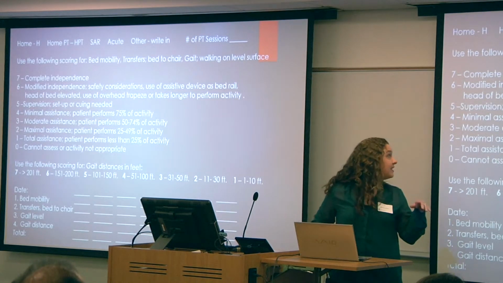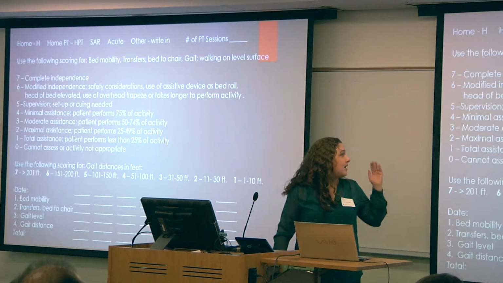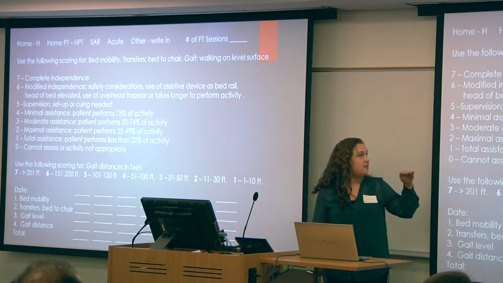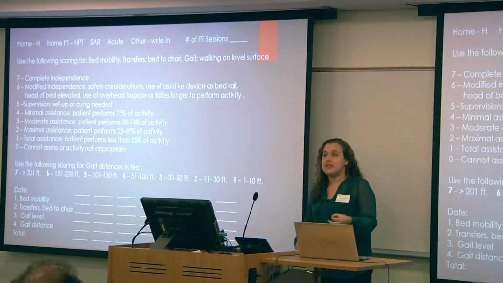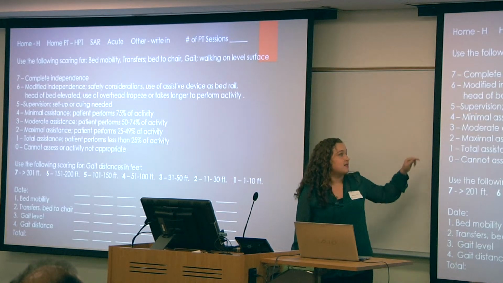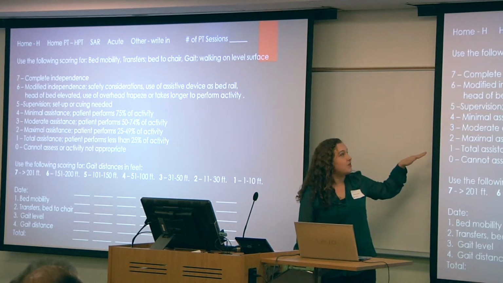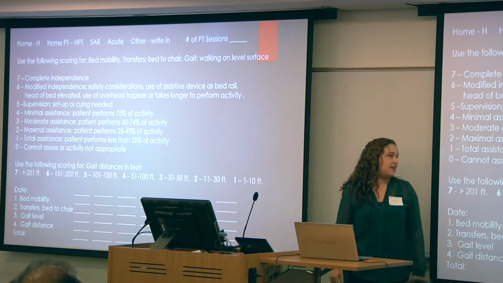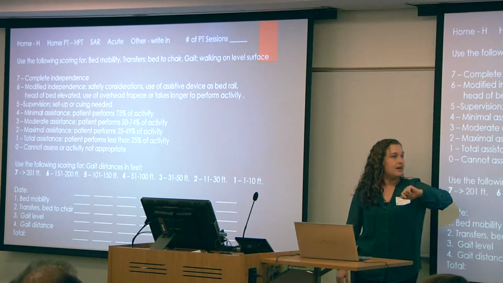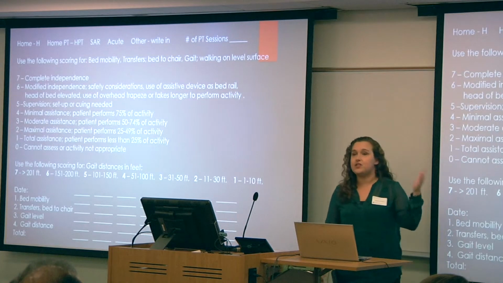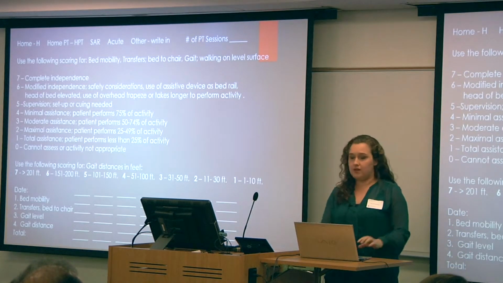This is a picture of the tool. It's basically just graded by how much assistance, with or without an assistive device, the person needs to be able to do a task. So 0 is cannot do it, 7 is they're completely independent. For the gait distance, it's measured by how far they make it, and it's just 0 to 7 for each of those 4 areas.